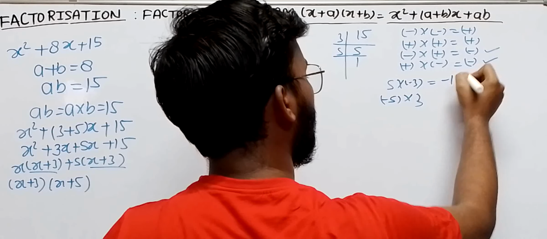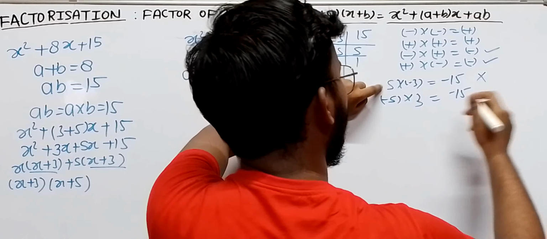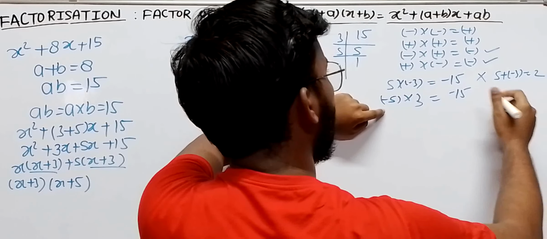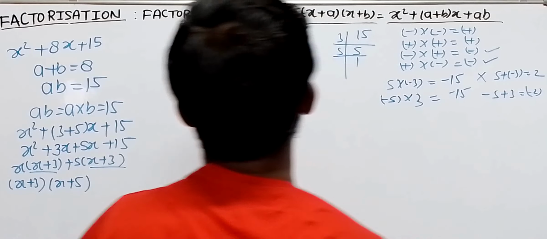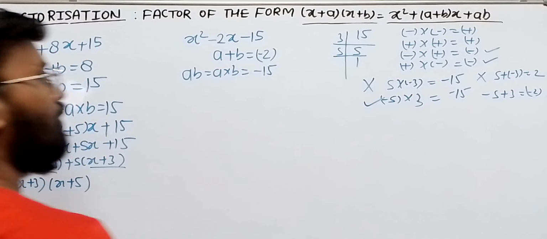From both we get -15, but we can't take the first one, because 5 + (-3) gives only 2. When we take -5 + 3, we get -2. So we have to take this value, not the other one, isn't it?